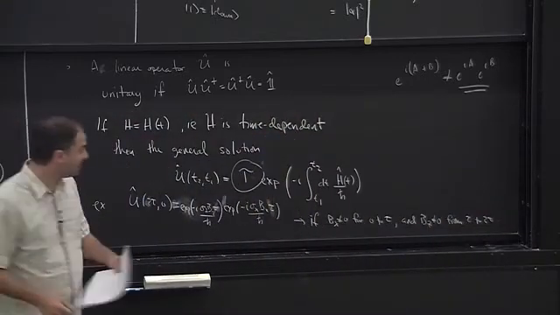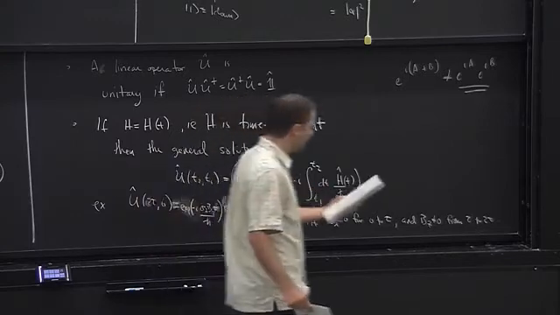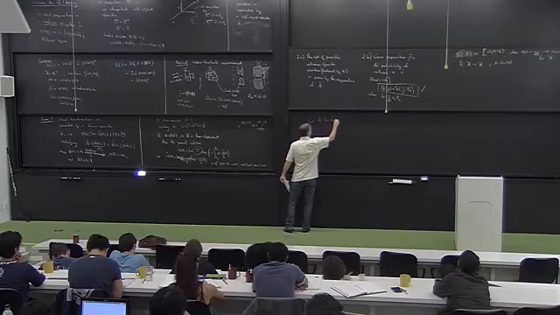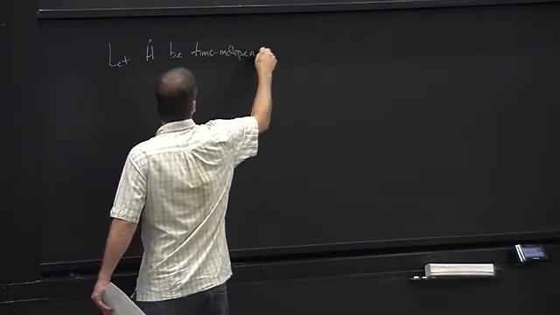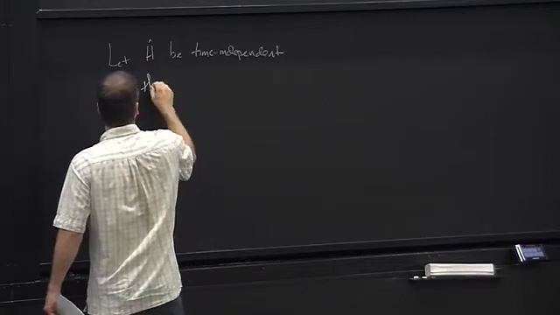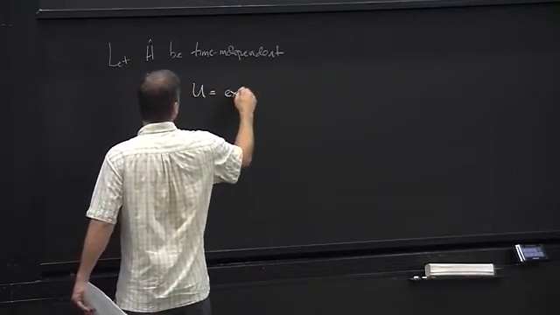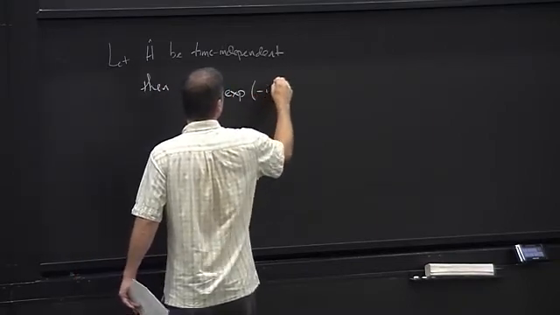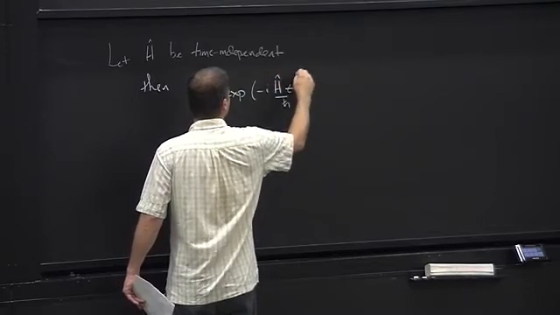Now, of course, if H is time independent, or if it's time dependent and the terms commute with each other, we get a simpler description. So let's look at a time independent case. Let H be time independent. Then we have, in general, U of t is equal to exponent minus i Ht over h bar.